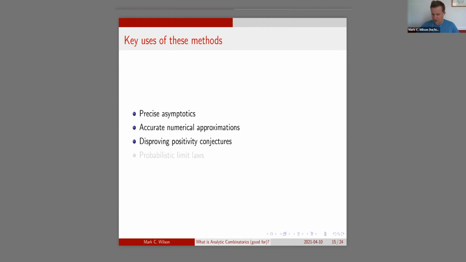Right? So it's a necessary condition that the asymptotics should look positive. And if they don't, then that's a disproof. Limit laws, if you've seen this sort of thing, it will be clear, otherwise it's kind of vague.